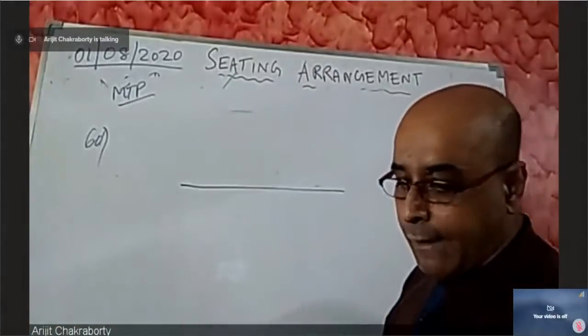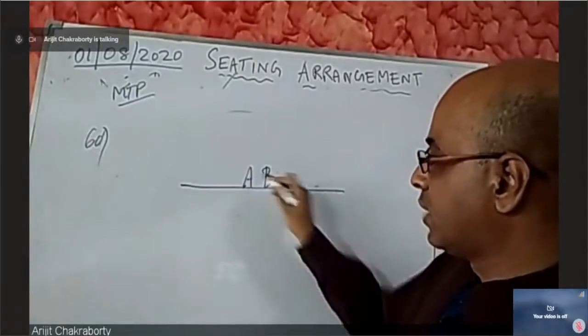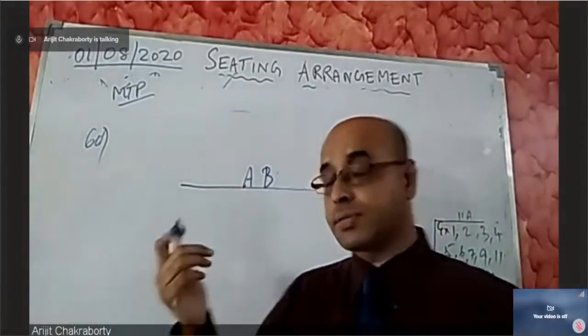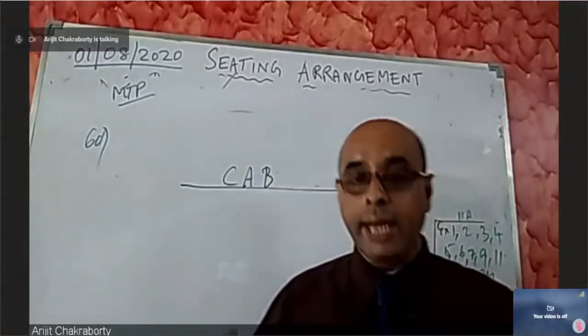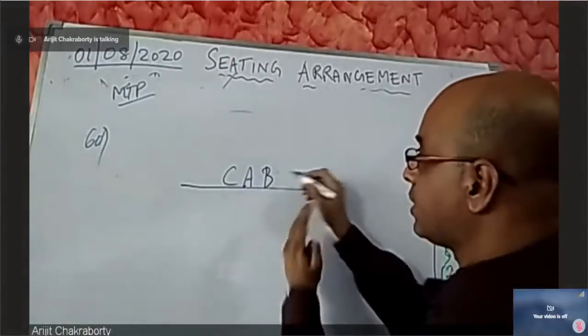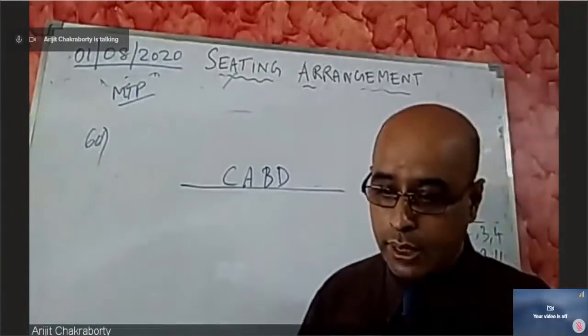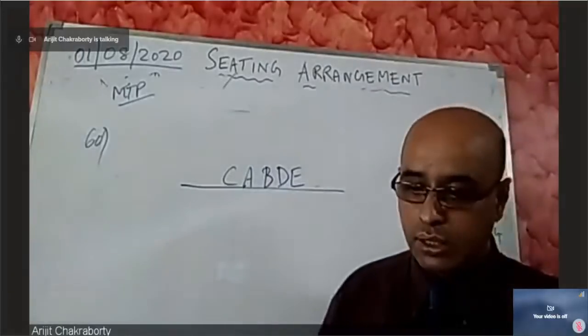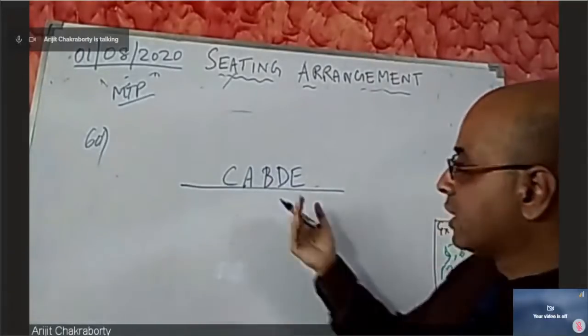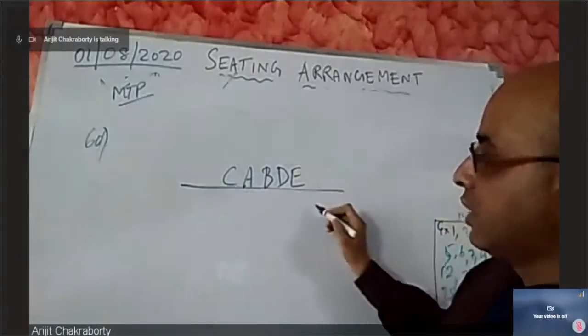So if B is here, then A is to the left of B. But on the right of C, so C is here. D is to the right of B, but on the left of E. Very easy. So needless to mention, the order is C, A, B, D, E.